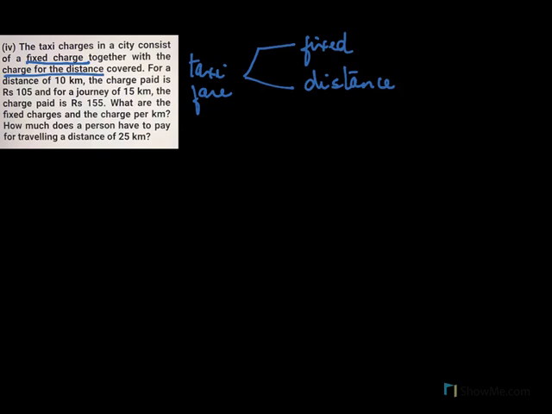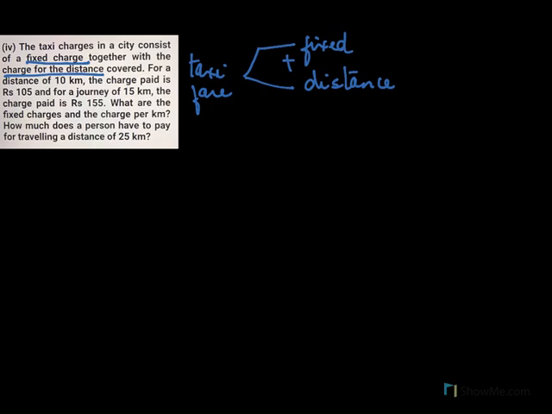So in this city, the taxi charge is made up of two parts, a fixed charge and a charge for the distance. So the taxi fare is divided into two parts. One is a fixed charge and one is for the distance covered. So you need to pay both. Fixed charge plus distance covered together will give you your total fare.